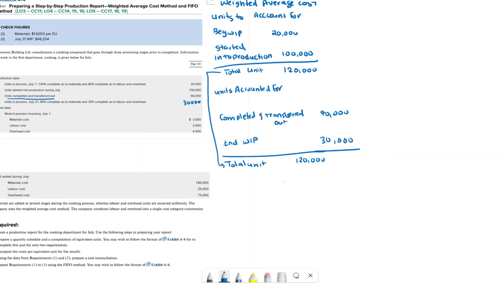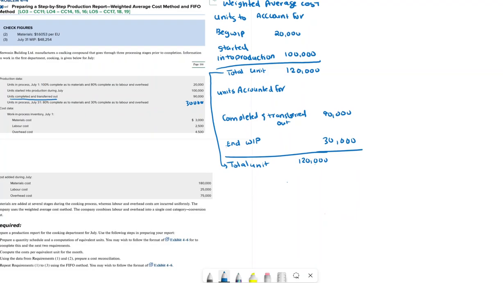Now we're ready to do our equivalent units, so let's do our equivalent units at the top. Equivalent units, they have it for material, labor, and overhead. For the units completed and transferred out, it's 100% complete, so multiply by the 100%. For my beginning work in process, I needed to know how much was complete in the form of material, labor, and overhead. They told us in the question.